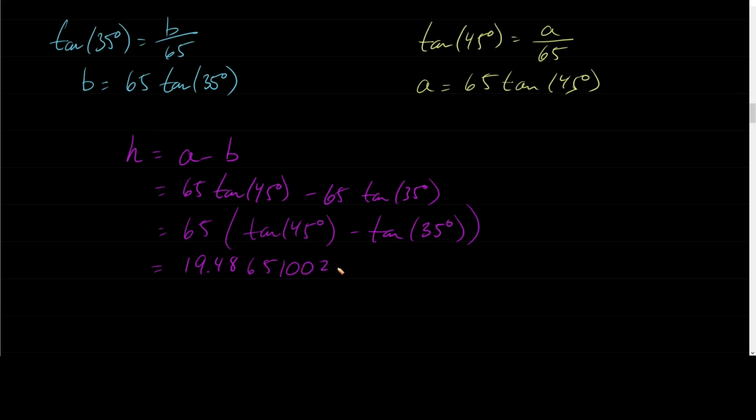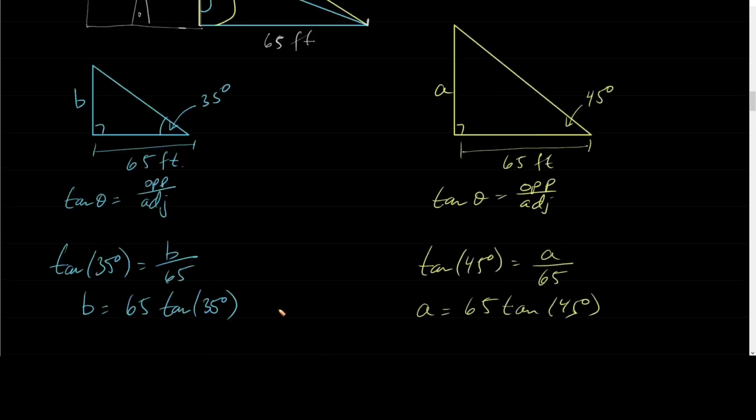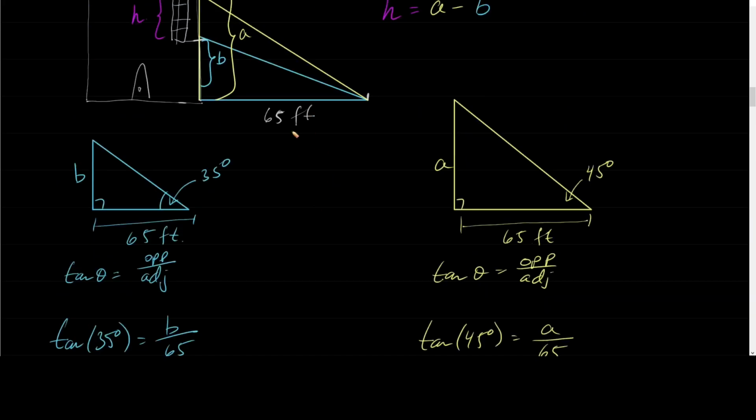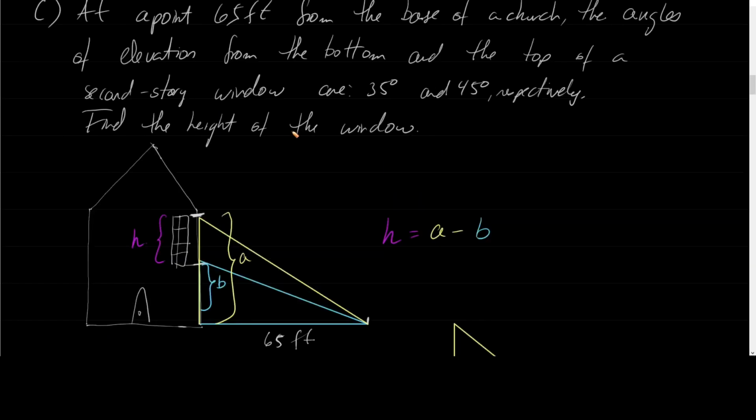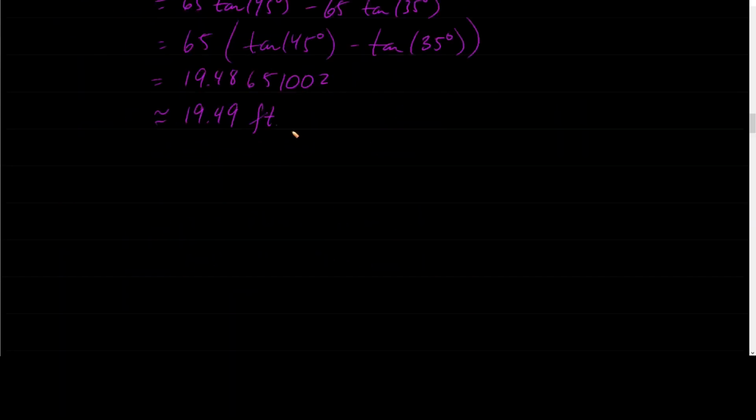651,002. All right. So rounding this off, I'm going to say this is approximately 19.49, and this was in feet. All right, because all the units were given in feet. So the height of the window that we just found was 19.49 feet.